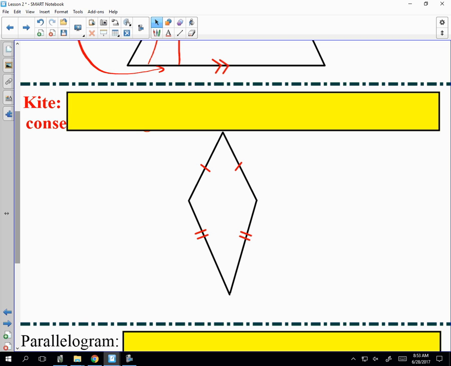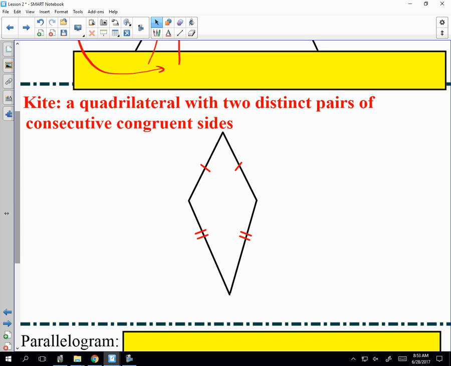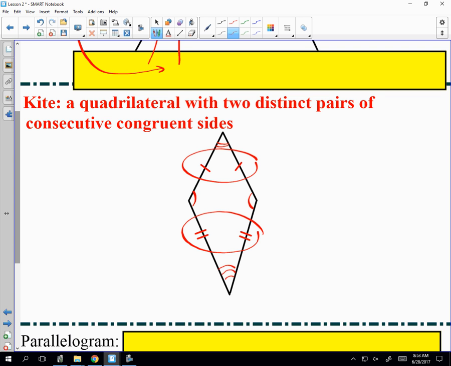Okay, our kite. Our kite is a four-sided shape that has two distinct pairs of consecutive sides that are congruent. Notice that the pairs are not the same length as each other. So we have consecutive sides on top that are the same measure or congruent, consecutive sides on the bottom that have the same measure and are congruent. And eventually we'll start to look at what happens with our angle pairs, because we have some angle pairs that are congruent and some angle pairs that are not congruent within a kite.